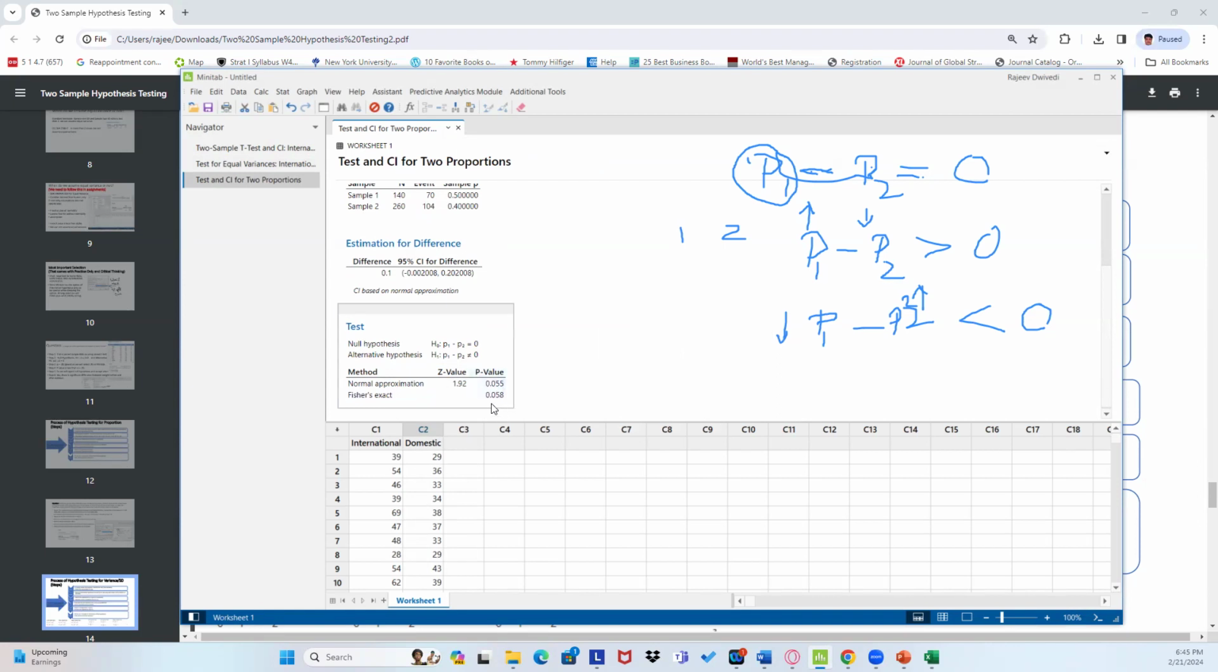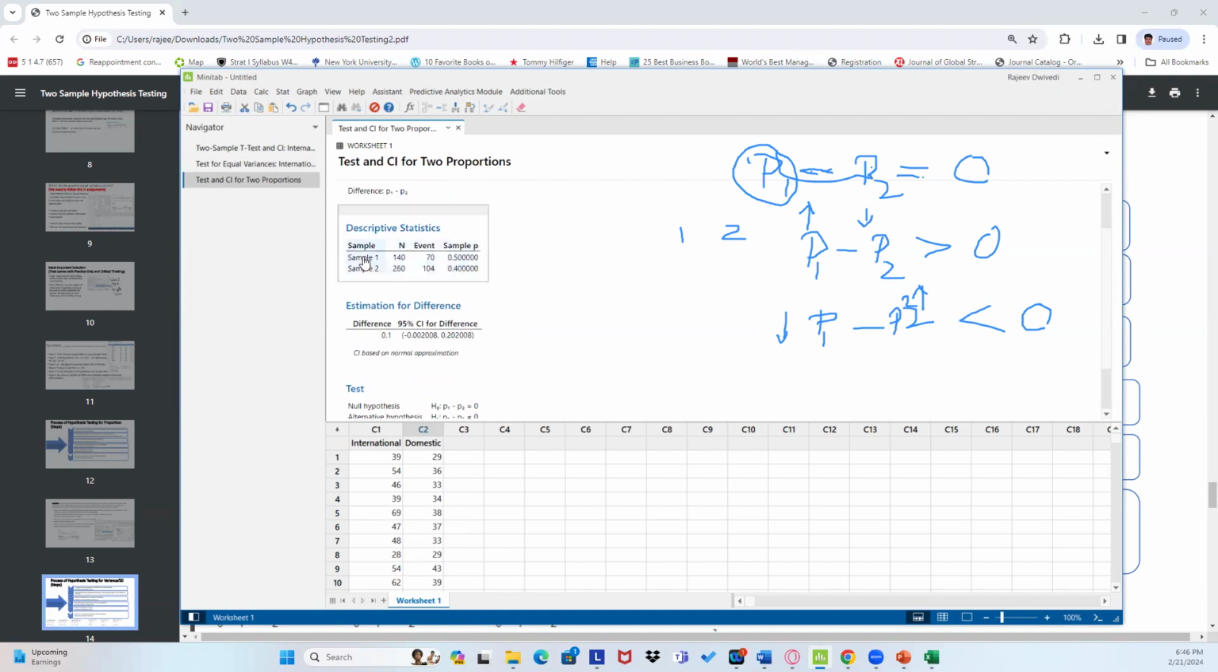So in this case, what do you say? They are almost the same because the P value is greater than the alpha value. So basically, we fail to reject the null hypothesis because the P value is more than 5%. Therefore, sample 1 and sample 2 have almost the same proportion.